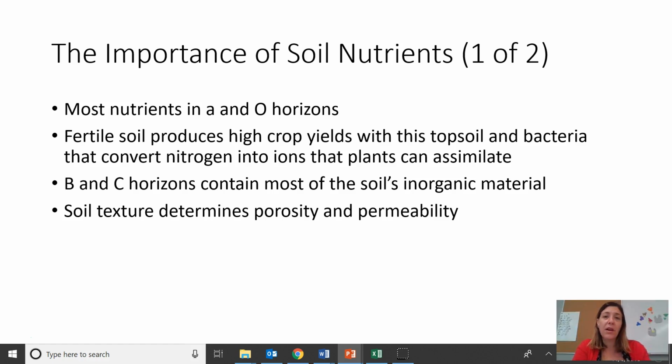So fertile soils are capable of producing high crop yields if they have a thick layer of topsoil with a lot of humus mixed with minerals from the weathered rock. Then they would be very fertile and really good for growing crops.